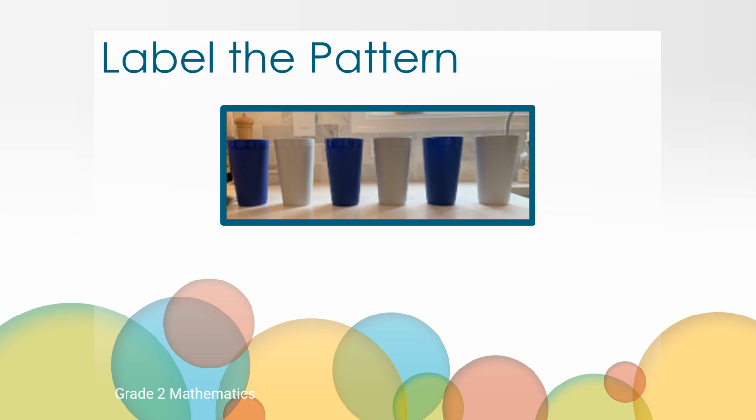Did you say A, B, A, B, A, B? That's right. All of the blue cups are the same, so they get the letter A. Then the gray cups get the letter B. This helps us label our pattern.